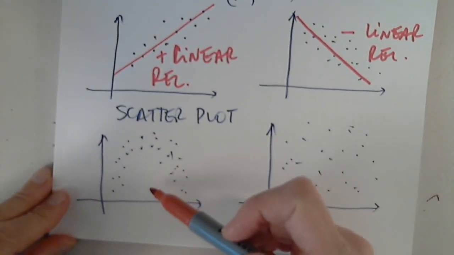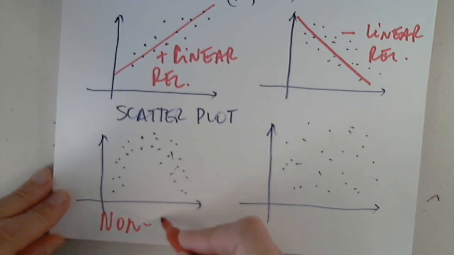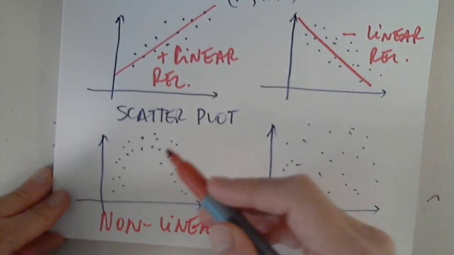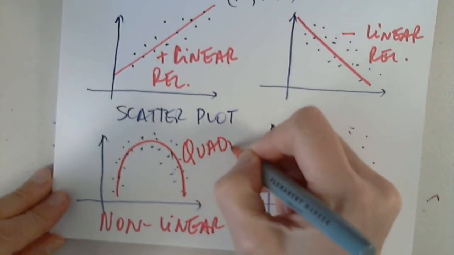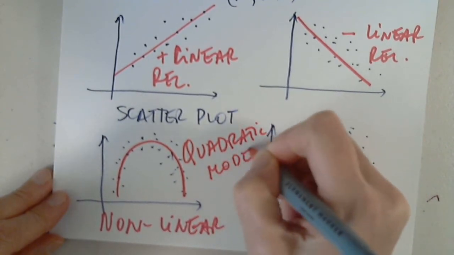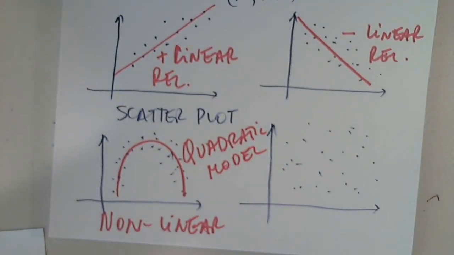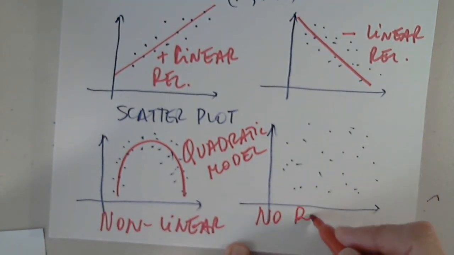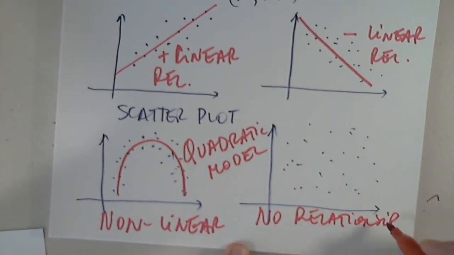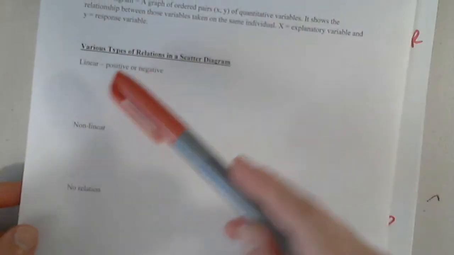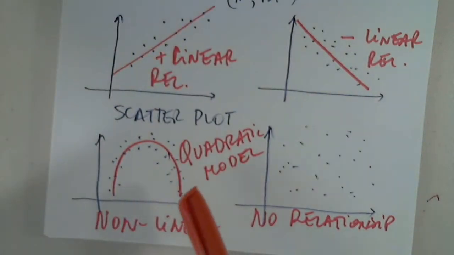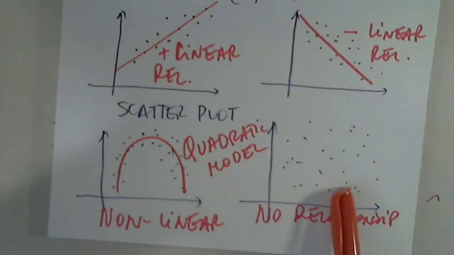What can I say about this one? What I can say is definitely non-linear. I cannot draw a line through it. I could possibly fit a quadratic model. But it's definitely not linear. What about here? What can I say? Absolutely no relationship. So this is what I meant with linear, positive or negative, non-linear. And this is what I meant with no relation. So if you want to put those graphs here or not, it's up to you.